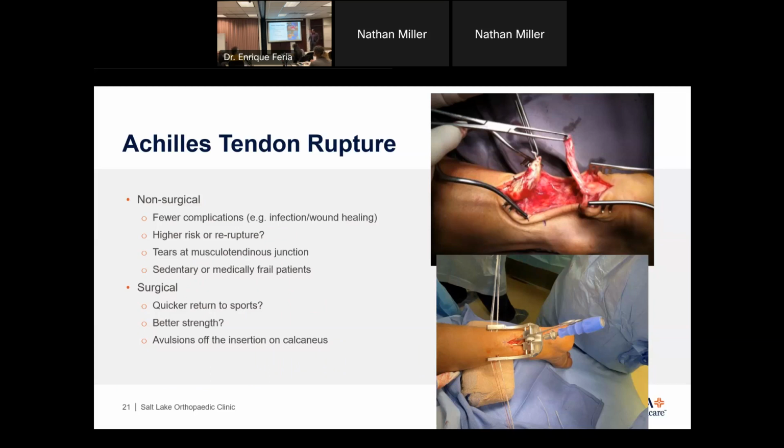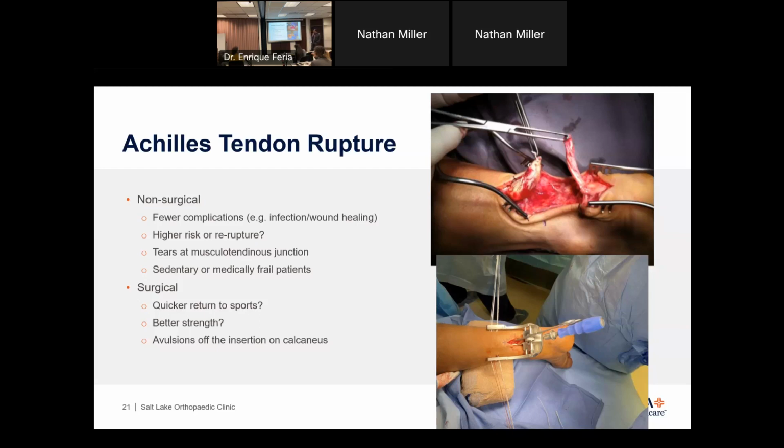Some tears, especially the ones that are higher up near the muscle, can be treated non-operatively, and those do well. And certain patients, especially your sedentary or medically frail patients, do better with non-operative treatment. In terms of surgery, there are some studies that show some pros to doing surgery, such as quicker return to sports or heavy labor, better strength in the long term.